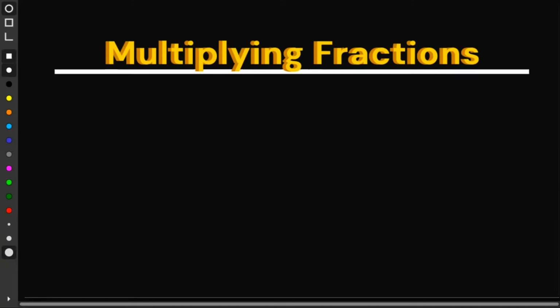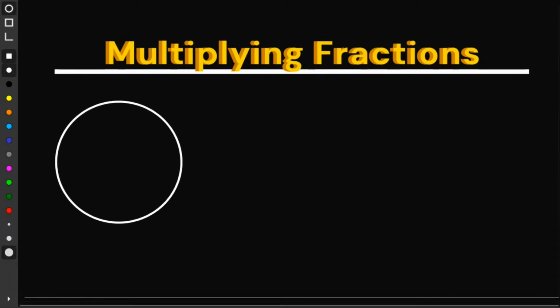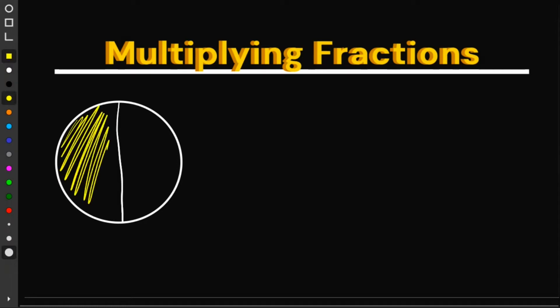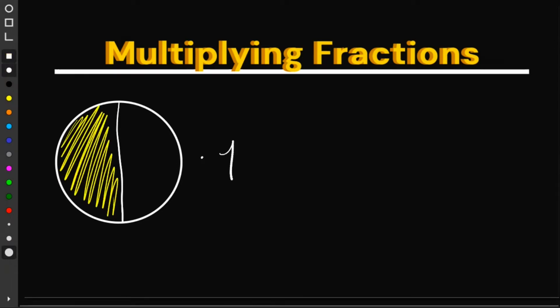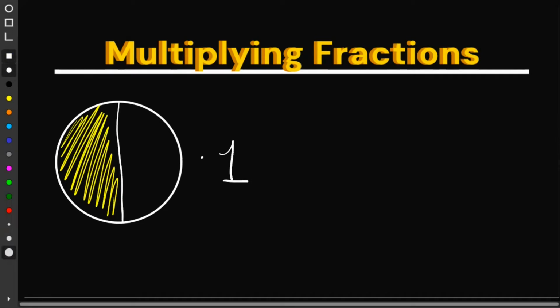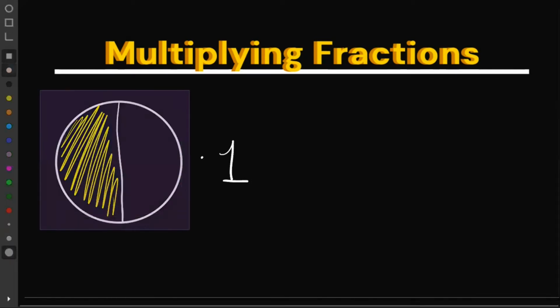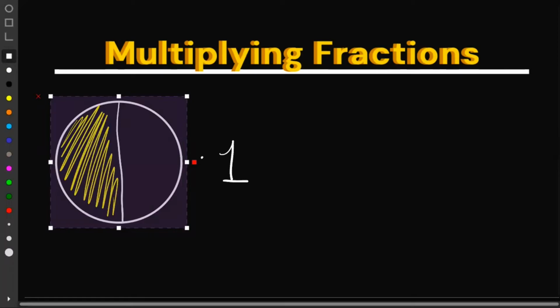So for this video, we will try to discuss how to multiply fractions. Let's first start by illustrating this idea. If we have 1 whole here, divided by 2, which is 1. If we multiply this by 1, then our outcome is still this one.